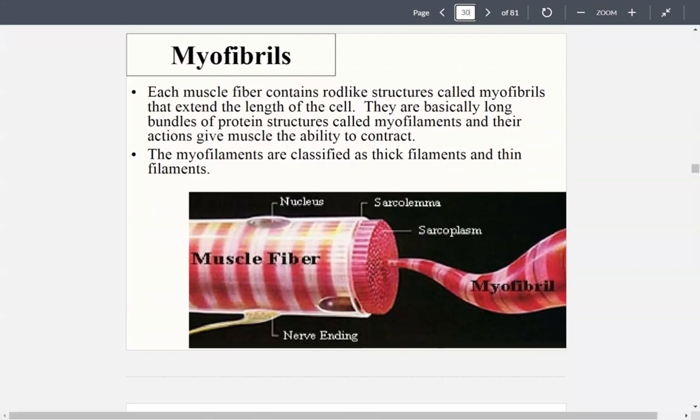What is a myofibril? A myofibril is a bundle of rod-like structures that extend the length of the cell. They're going to be long protein structures called myofilaments, and their actions are what are going to give the muscle the ability to contract. These myofibrils or filaments are going to be divided into two categories: thick filaments and thin filaments.